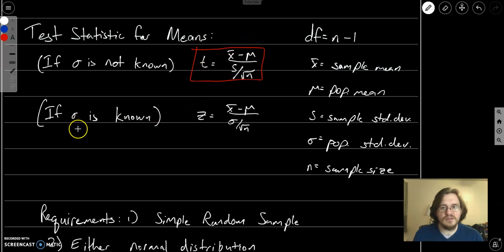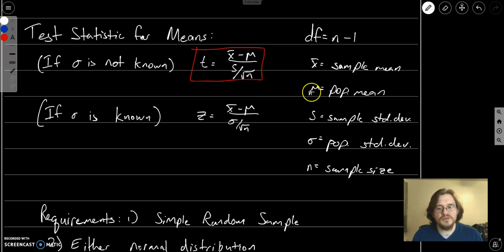If we do somehow know or have a pretty good estimate for what the population standard deviation is, we can use z instead. So z comes from a normal distribution. T comes from a distribution that is quite normal. It's very close to being normal, but it allows a little bit more flexibility.